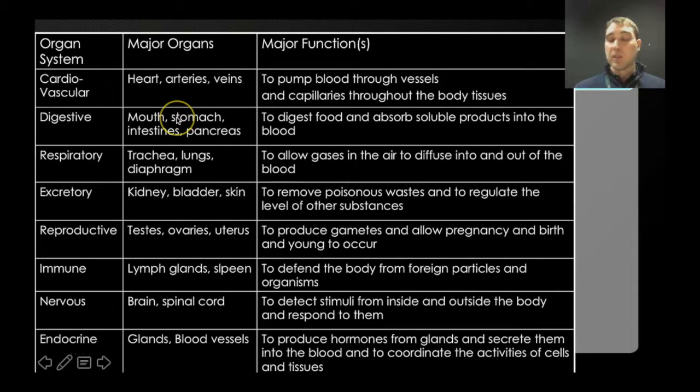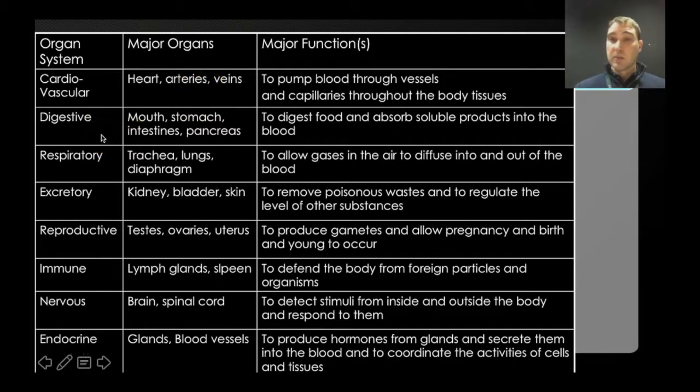We'll spend a bit of time looking at the first four in this topic. So the cardiovascular system, its job is to pump blood around the body. The major organ there is the heart, but it's also connected to other organ systems as well. It's connected to every system in the body. And that's through a system of arteries, veins, and capillaries.